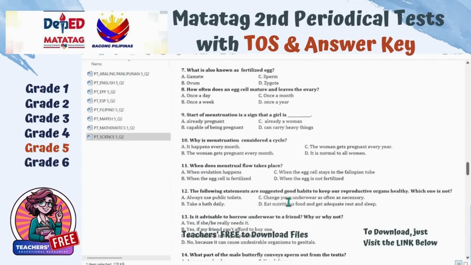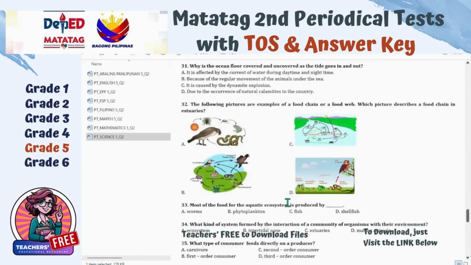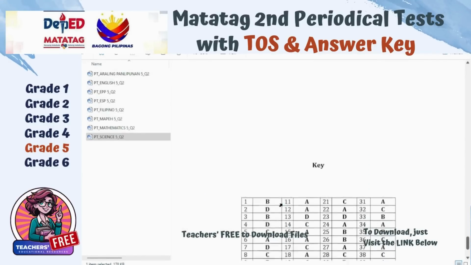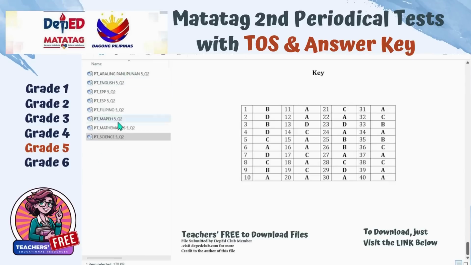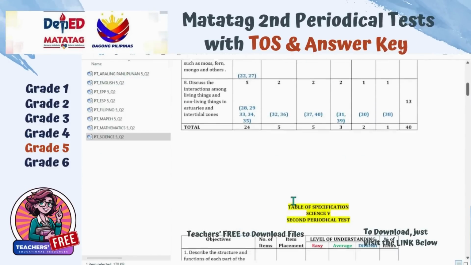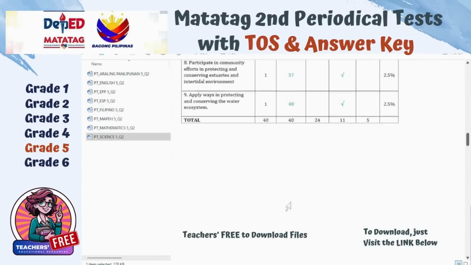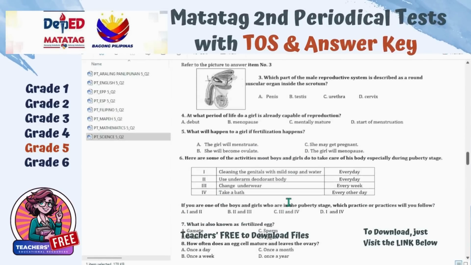For plants, you'll identify their reproductive parts and explain their functions. You'll also describe the modes of reproduction in flowering and non-flowering plants, like moss, ferns, and mango. Finally, you'll discuss how living and non-living things interact in estuaries and intertidal zones.